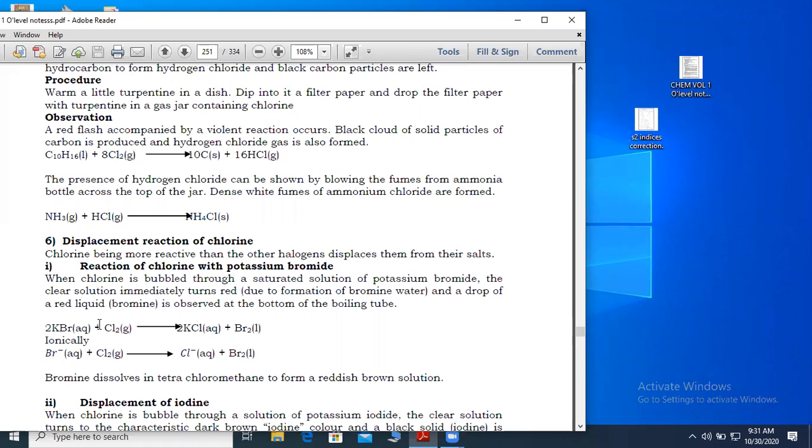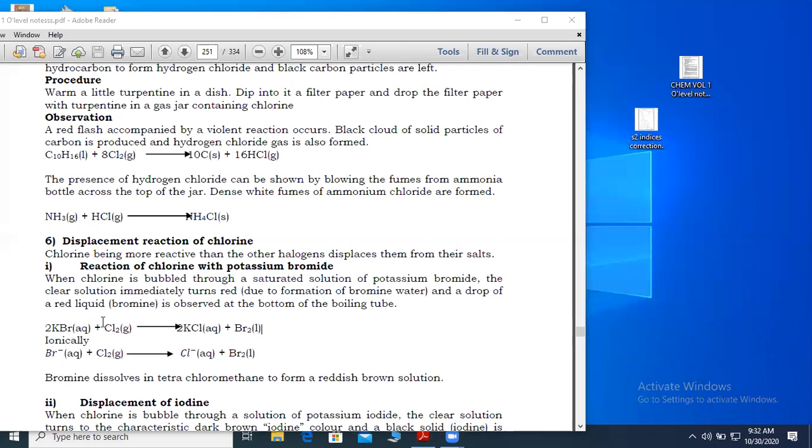Chlorine is more reactive than bromine. Therefore, chlorine displaces bromide ions from the solution of potassium bromide, forming bromine liquid, which is red.